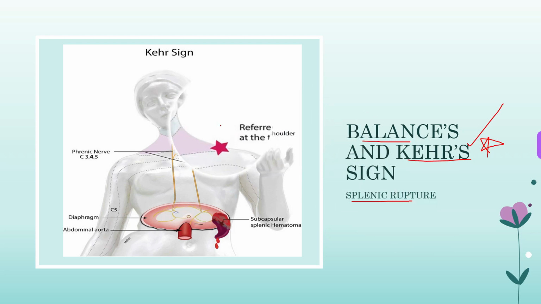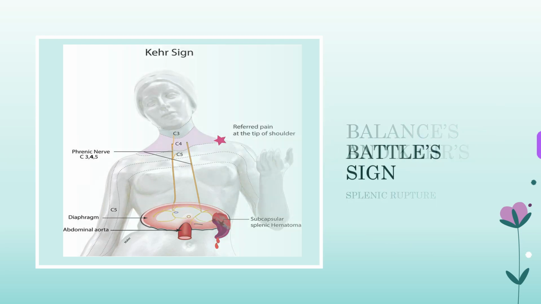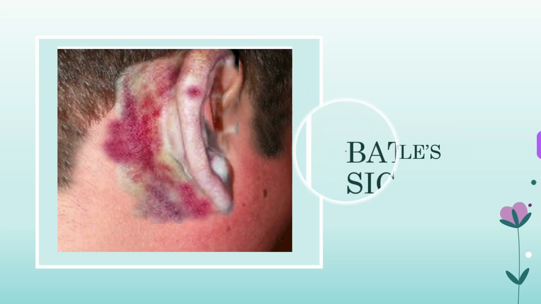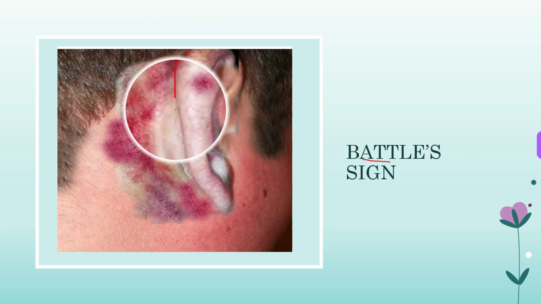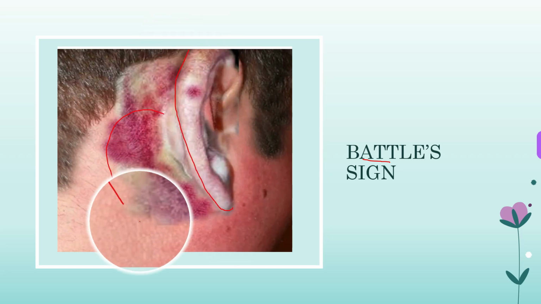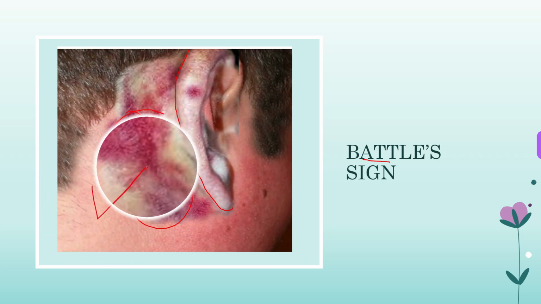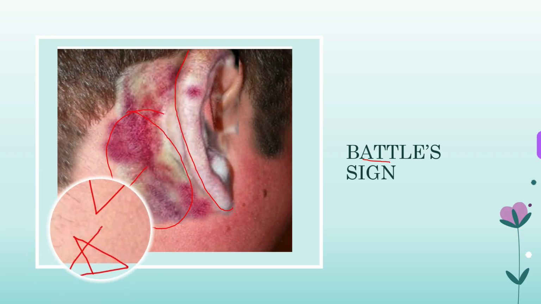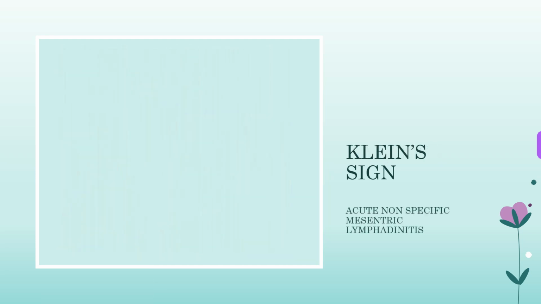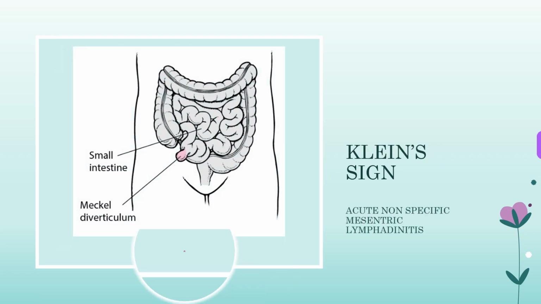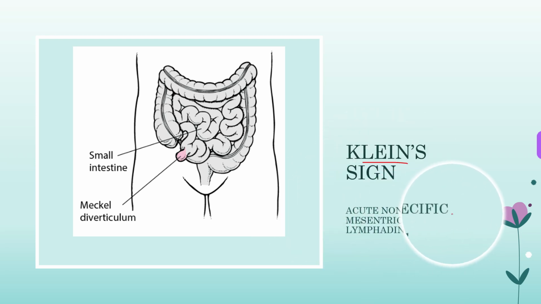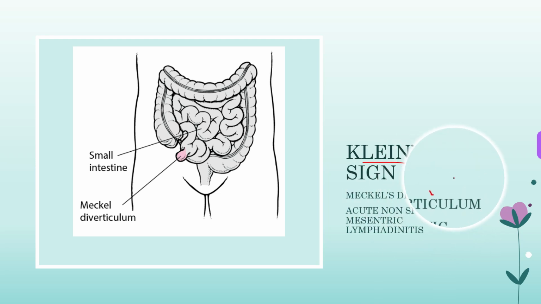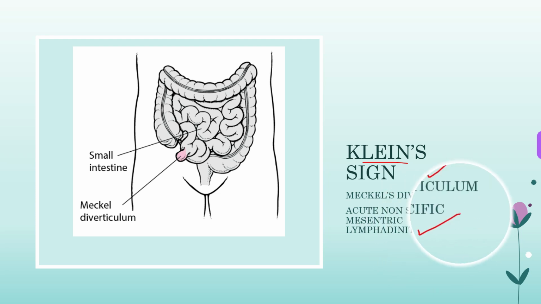Next we have Battle's sign. Let's talk about it. In fracture of the posterior fossa behind the foramen magnum, a patch of ecchymosis appears within 3 to 4 days near the tip of the mastoid process. This is called Battle's sign. Next we have Klein sign. Klein sign is seen in Meckel's diverticulum. Secondly, in acute non-specific mesenteric lymphadenitis. Again I am repeating, Klein sign is seen in Meckel's diverticulum and acute non-specific mesenteric lymphadenitis.